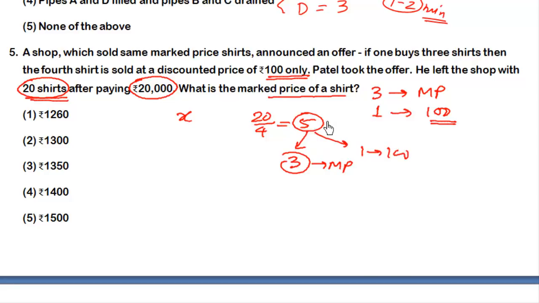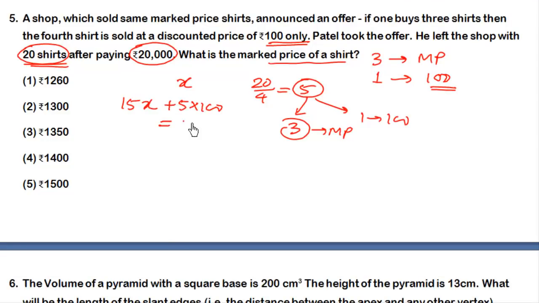So if there are five parts, then there are 15 shirts which will be purchased at market price. So the price he would have paid will be 15 into x, and for the fourth shirts in each of these parts, that is five more shirts, he would have paid only rupees 100. This has to be equal to 20,000, right? So 15 of x will be equal to 20,000 minus 500, that is 19500. So the value of x will be 19500 divided by 15.